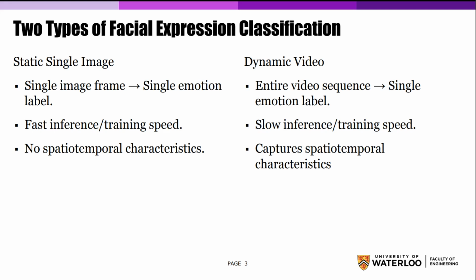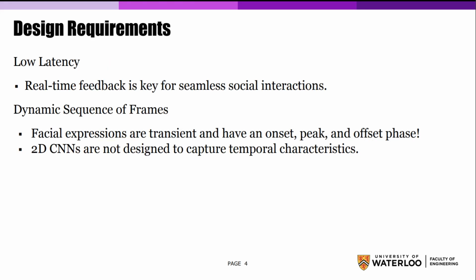speed and inference time. When designing a system to help these individuals with autism spectrum disorder, low latency is key, as we need to provide real-time feedback for a seamless societal interaction. Also, as facial expressions are of a transient nature, consisting of an onset, peak, and offset phase, this spatial temporal information is key for also accurately classifying the onset and offset phases. Traditional 2D CNNs are not designed to capture temporal characteristics.